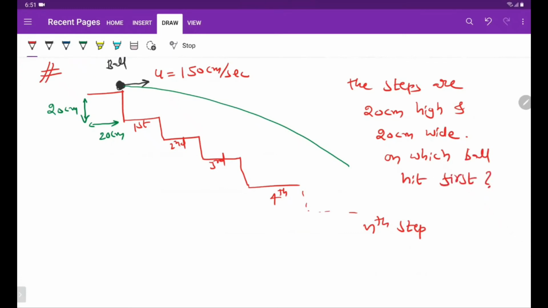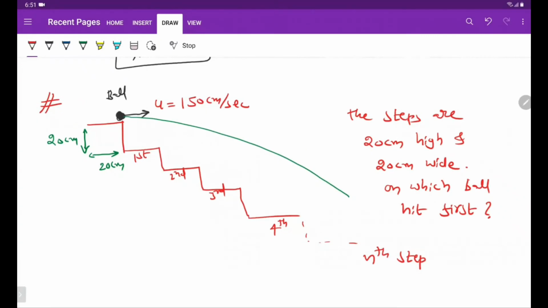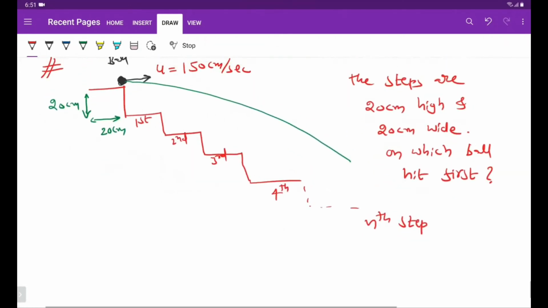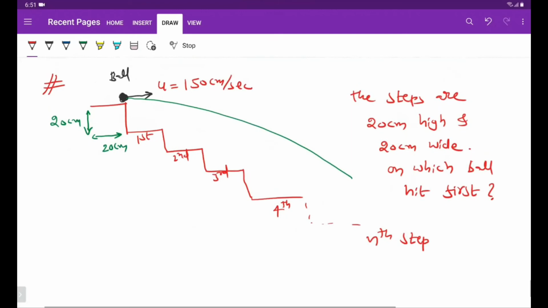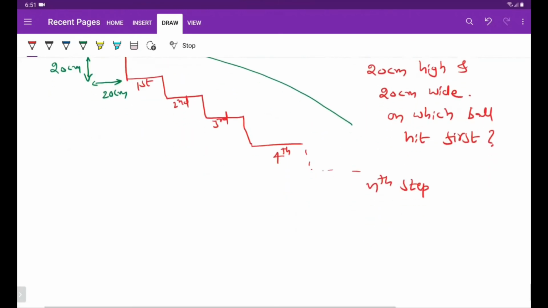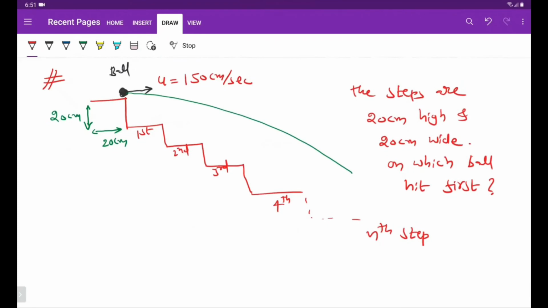So this is similar to a ball projected horizontally from the top of a tower. This is exactly similar. Suppose the ball hits the first step. It will travel 20 centimeters in the downward direction and 20 centimeters to the right side.